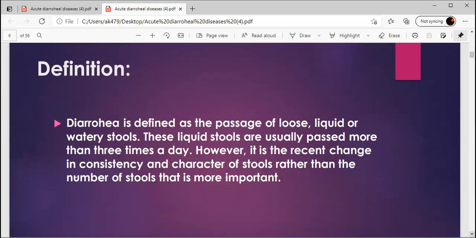Definition. Diarrhea is defined as the passage of loose, liquid or watery stools. These liquid stools are usually passed more than 3 times a day. However, it is the recent change in consistency and character of stool rather than the number of stools that is more important.